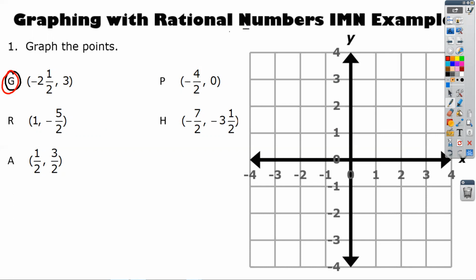So we're going to always remember start at the origin, which is 0, 0. I'm going to go left 2 whole jumps and then a half jump. So 1, 2 wholes and then a half, because 2 and a half is in the middle of 2 and 3. And then 3 is positive, so that means you're going up, 1, 2, 3. You're going to put your dot and label it G. And you should be following along on this paper as well.